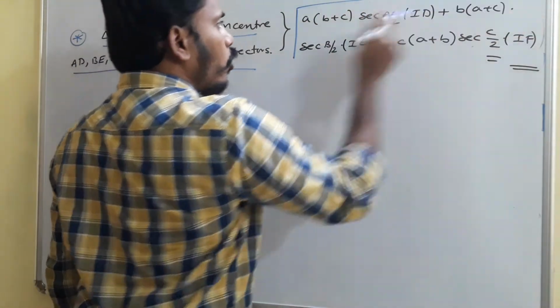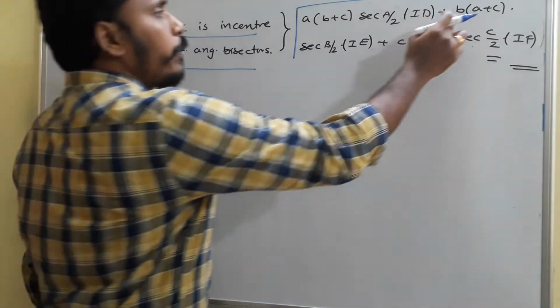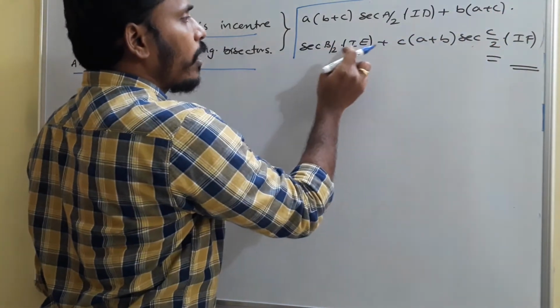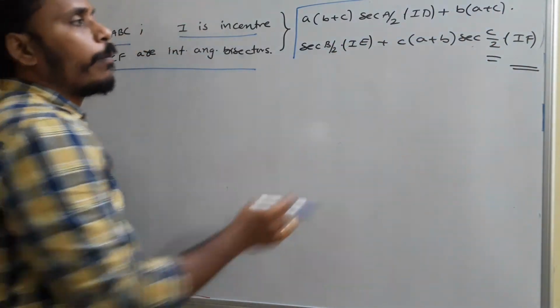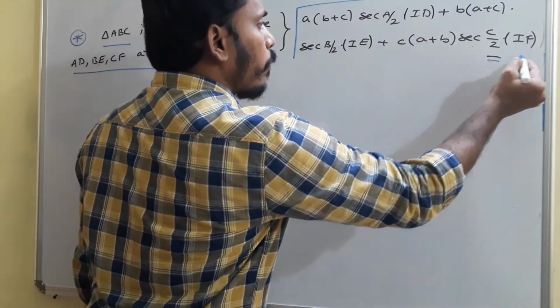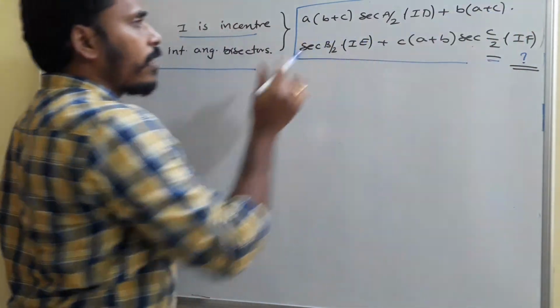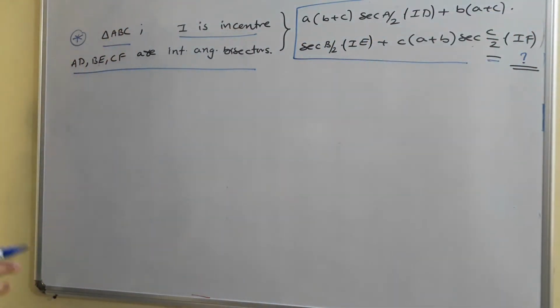A into (B plus C) into secant A by 2 into ID, plus B into (A plus C) into secant B by 2 into IE, plus C into (A plus B) into secant C by 2 into IF. This particular value we need to find. Actually three terms are involved; for the space I wrote it like that. You just look at the problem.